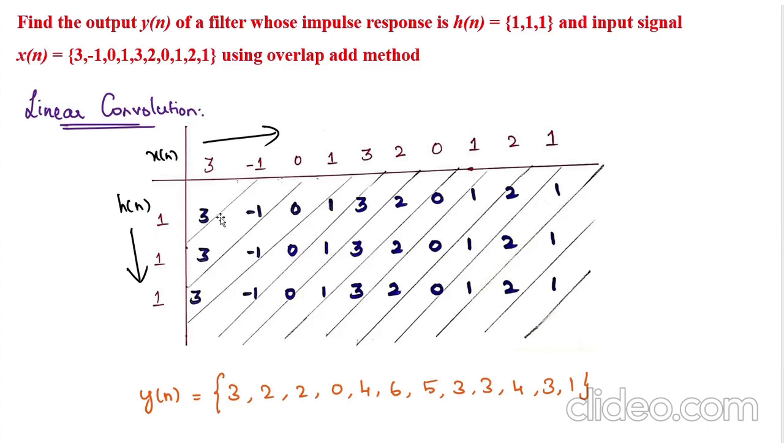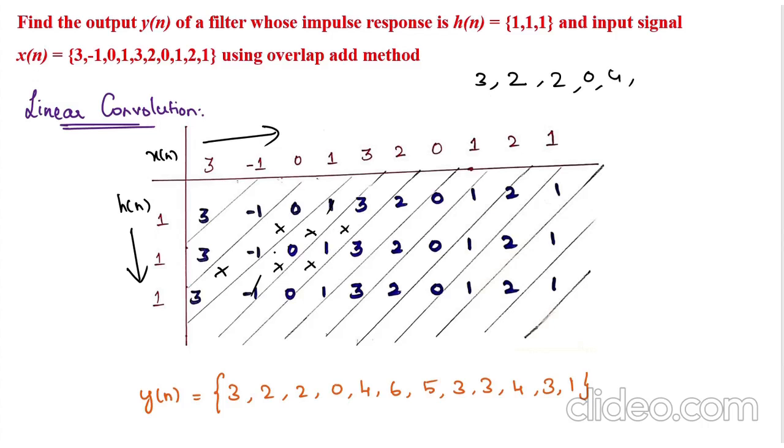So now this first part consists of 3. So I am writing 3 here as such. This part consists of 3 and minus 1. I am going to add both the terms. 3 plus minus 1, that is 2. Here it is 3 minus 1, 0. I am going to add these 3 terms. So 3 plus minus 1 plus 0 is 2. And here it is minus 1 plus 0 plus 1. These both will get cancelled. So it will be 0. Here 0 plus 1 plus 3.